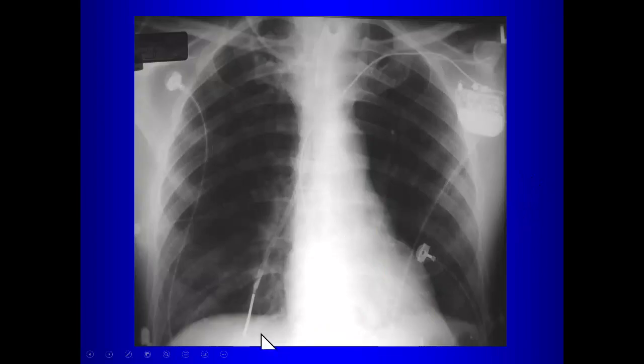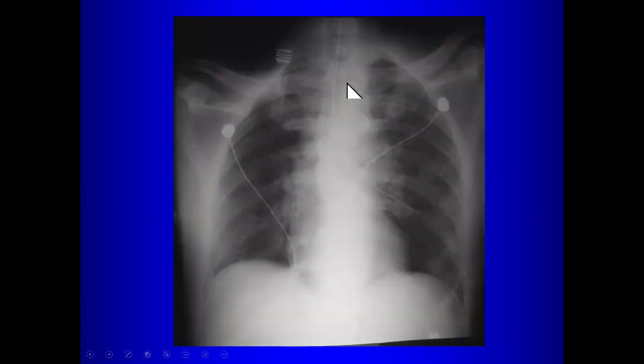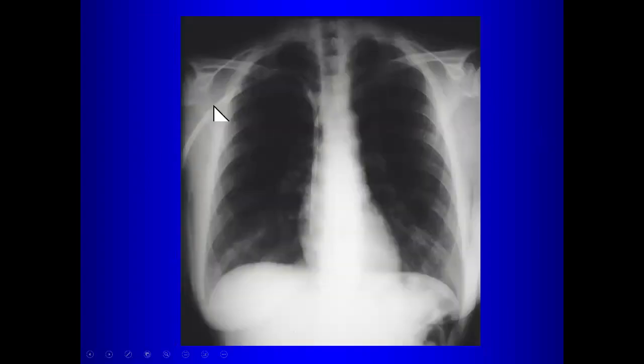Here's another one going out into the lung. This is a nasogastric tube. This is going all the way out into the pleural space. Once this tube gets out into the lung, there's very little resistance. So if you push on the tube, you can keep advancing it until it gets all the way out into the pleural space.